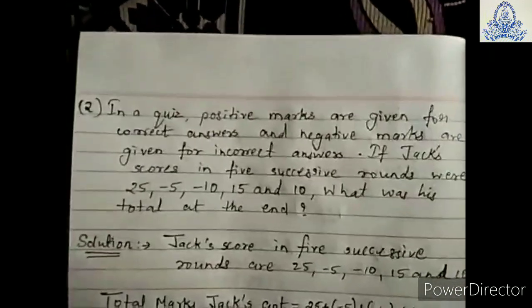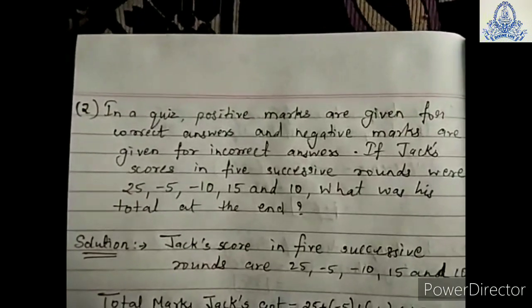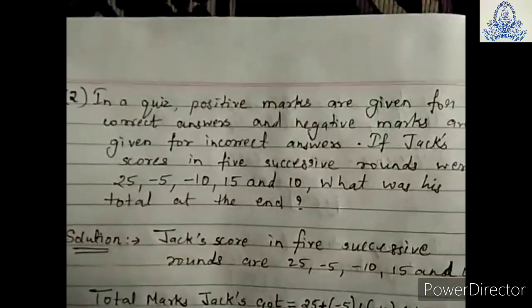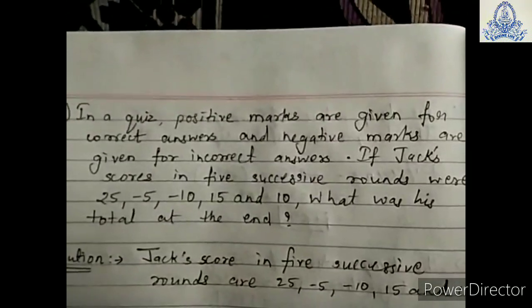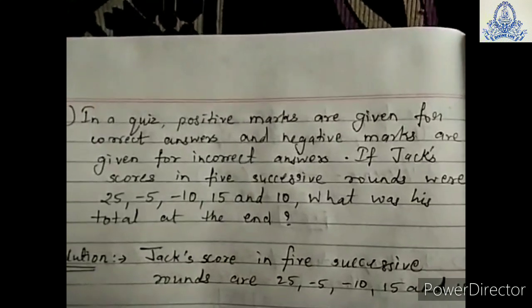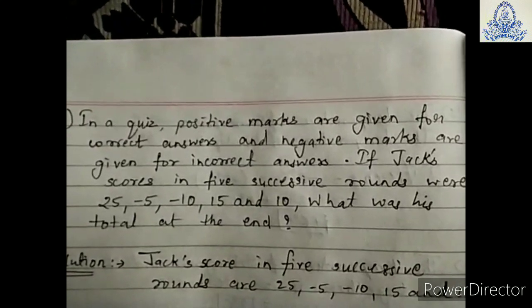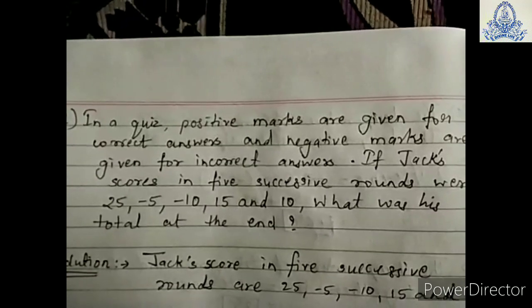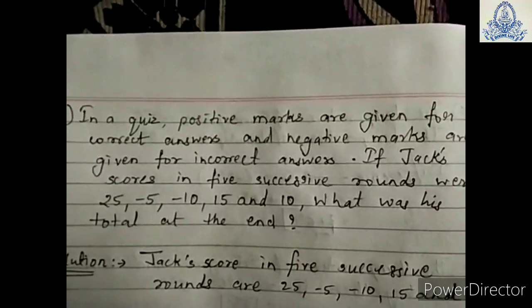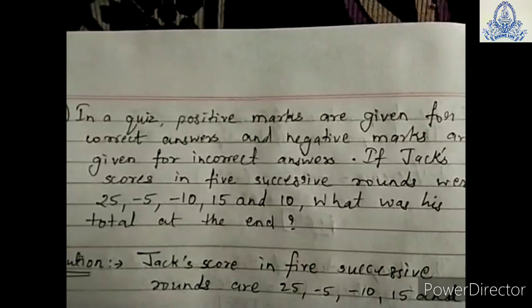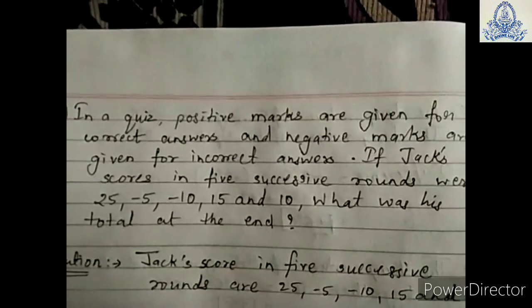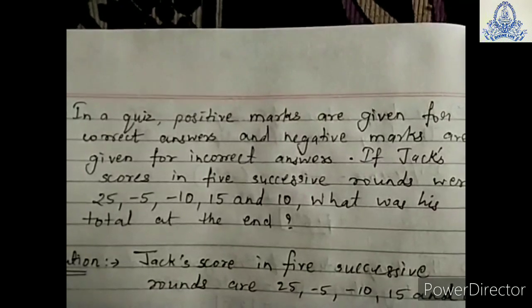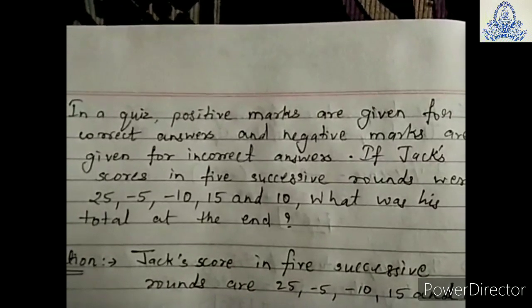Students, question number 2. After question number 1, today question number 2 is this. I am reading it out. In a quiz, positive marks are given for correct answers and negative marks are given for incorrect answers. That means there was a quiz played by a student named Jack, and positive marks are given for each and every correct answer, and negative marks, that is minus marks, are given to a question answered incorrectly.